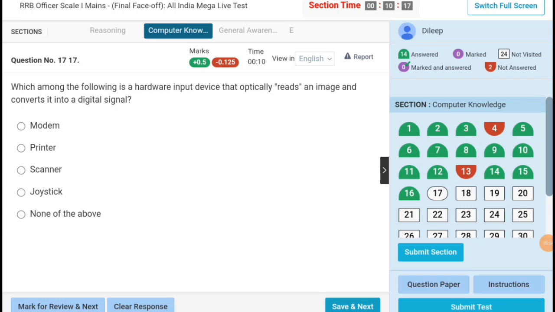I think joystick. Or scanner. I have doubt on these two. Scanner that reads into digital signal.